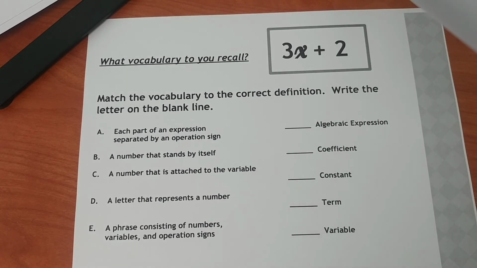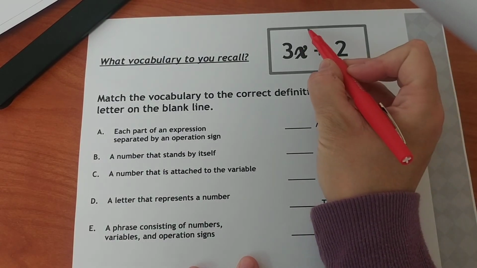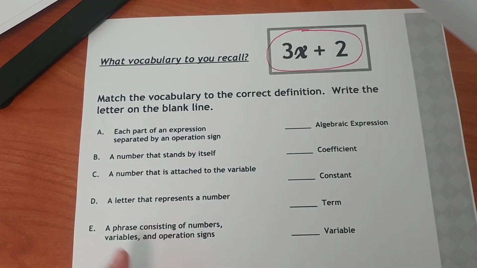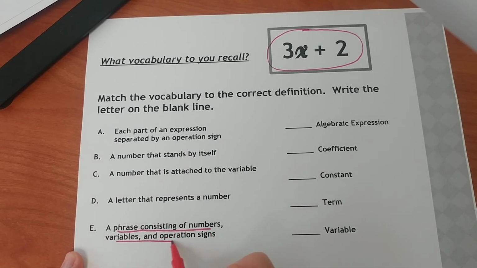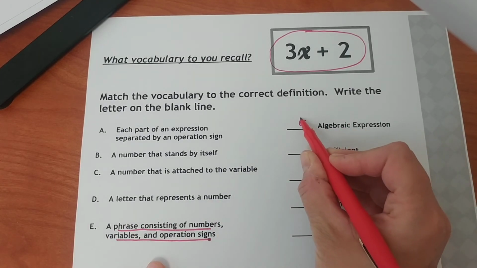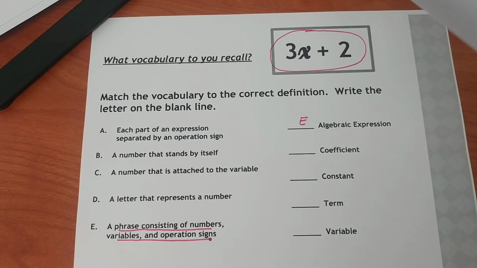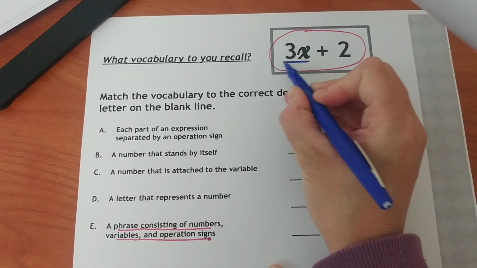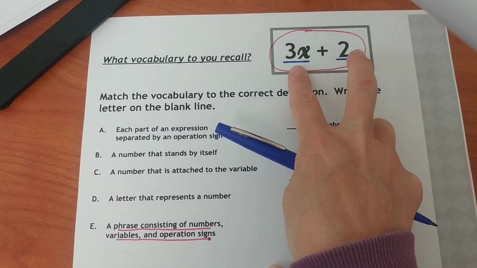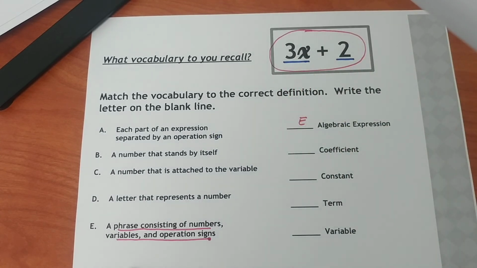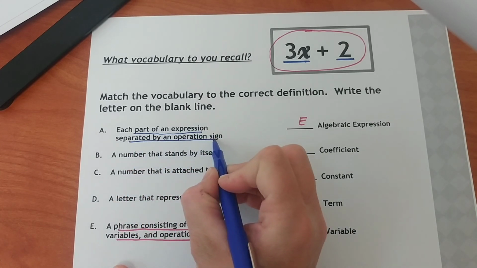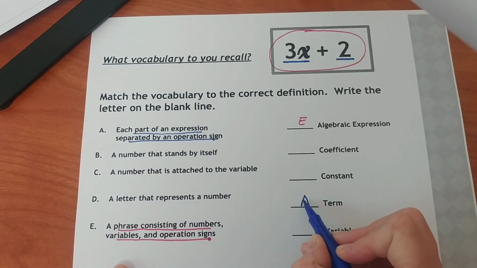All right, well, we have this entire expression right here. This whole thing is an expression. And so an expression is a phrase consisting of numbers, variables, and some operation symbols. So that would mean that letter E would be algebraic expression. Now this algebraic expression has a 3x and a 2. And each of these that's separated by the addition sign here, these are each called terms. So a term is a part of an expression that's separated by an operation sign. So term, that's going to be A right here.